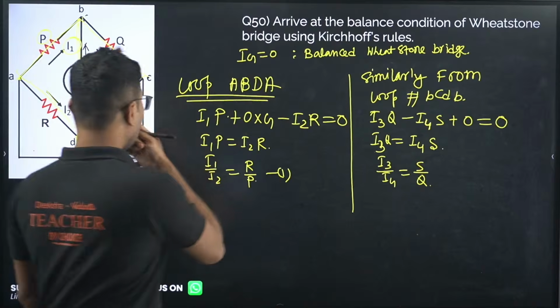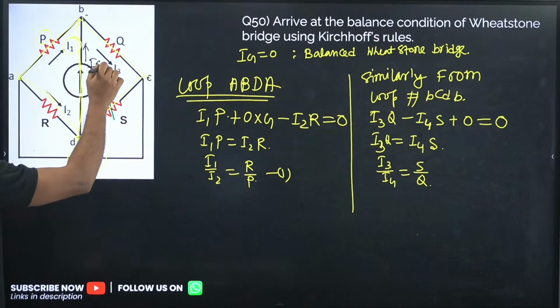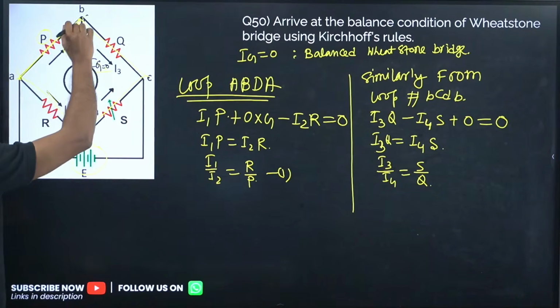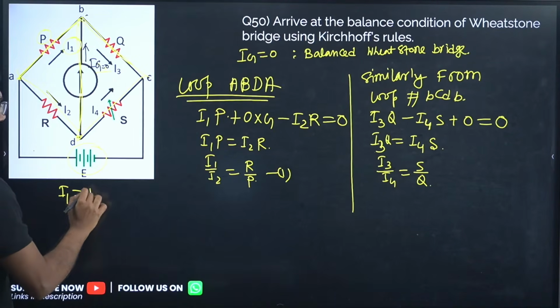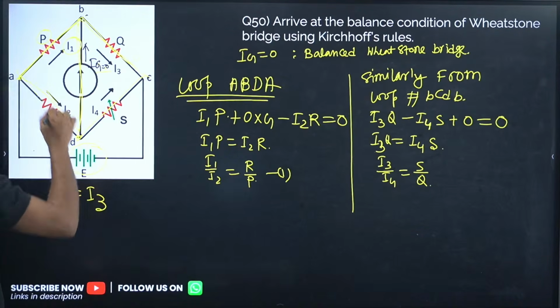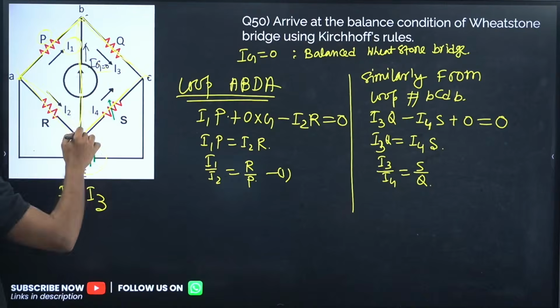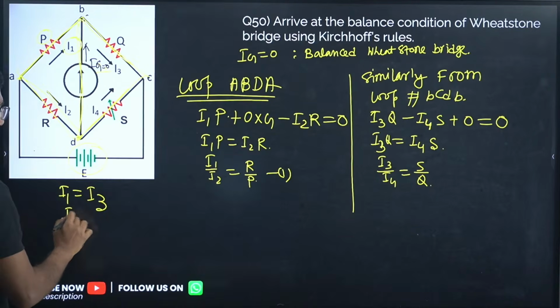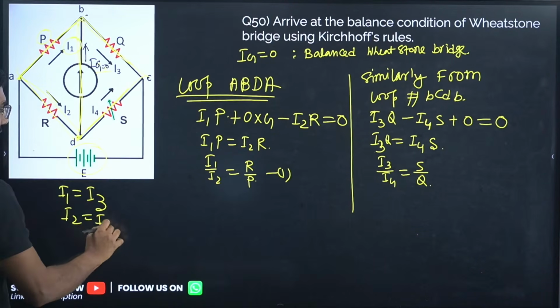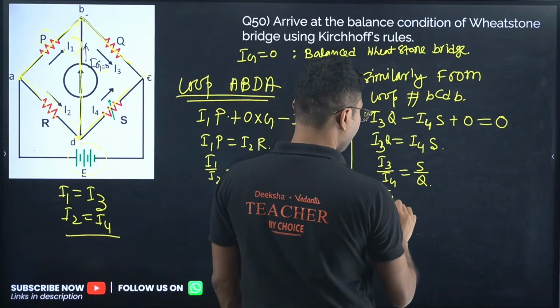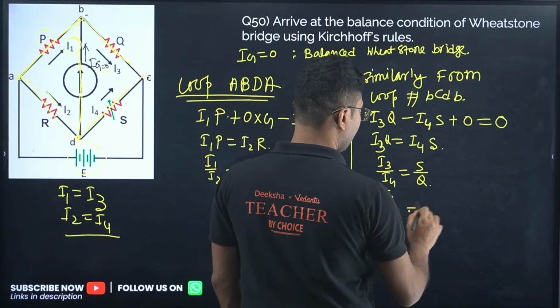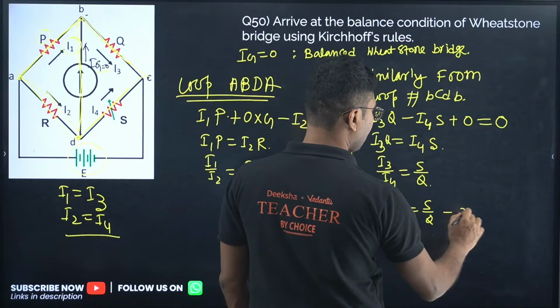Okay, now because this Ig is 0, I1 must be equal to I3. Similarly, I2 must be equal to I4 because there is no current passing through this. Now you have to put that in this equation and you get I1 by I2 equal to S by Q. This is my equation number 2.